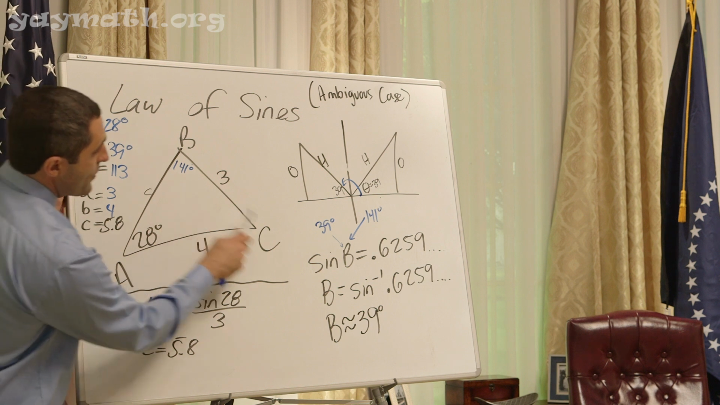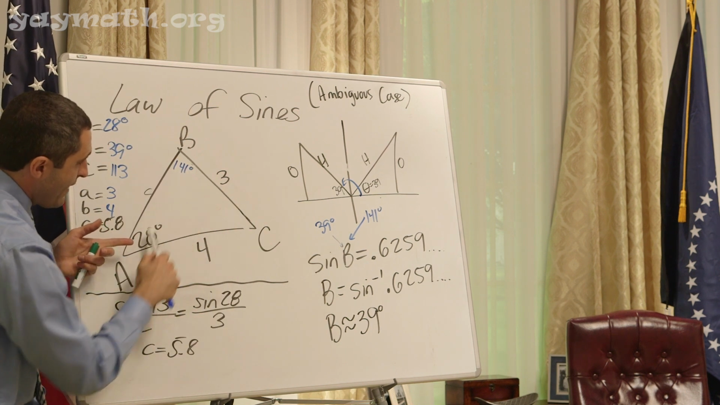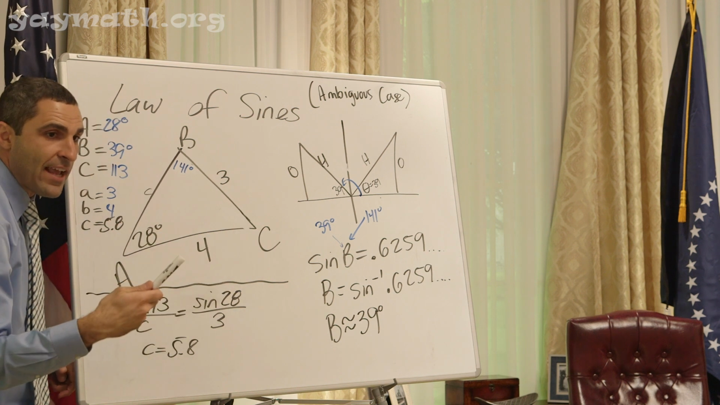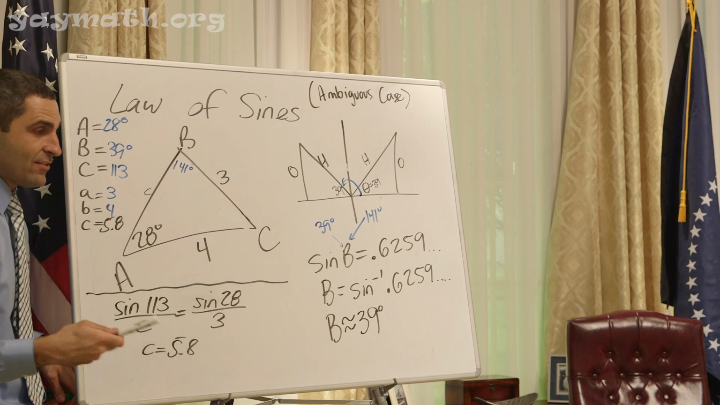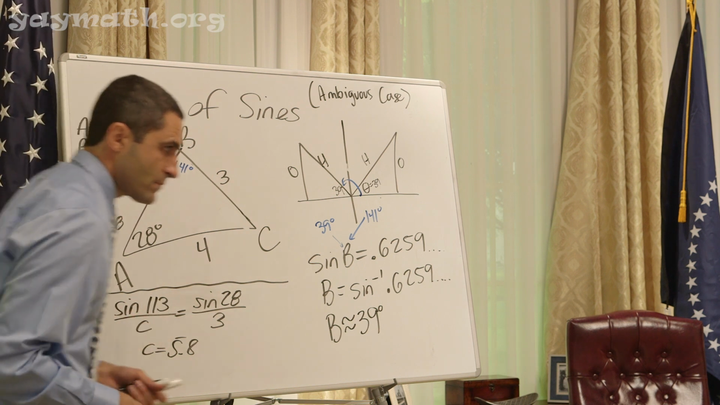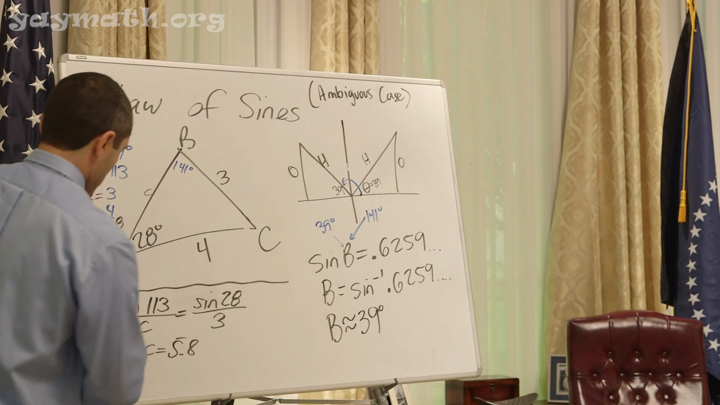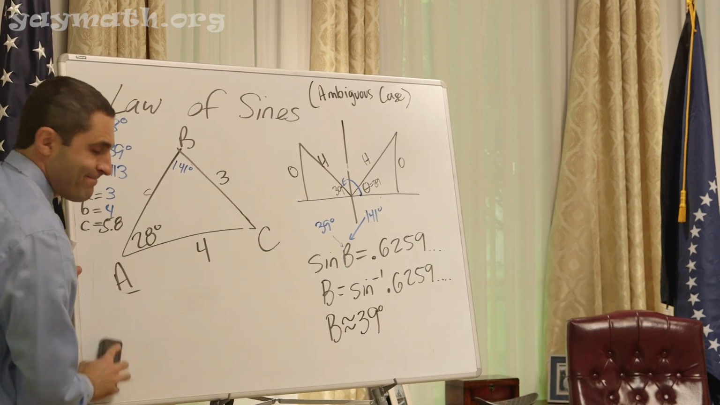If the 141 that we created can add with the given information of 28 and still make room for a third angle, then there is a second triangle. What is that third angle, please? It is 11. So just barely.